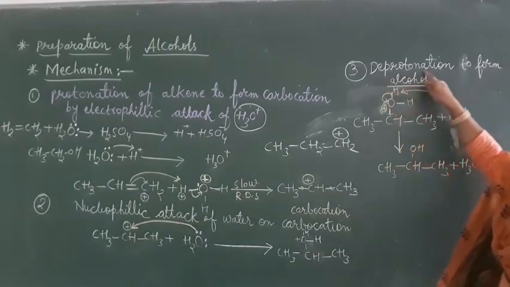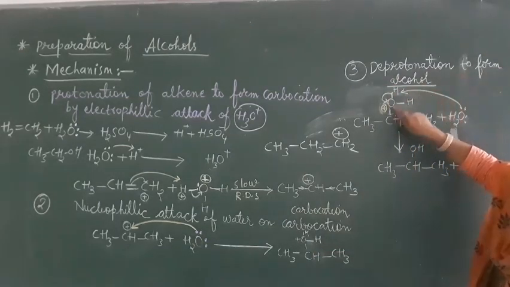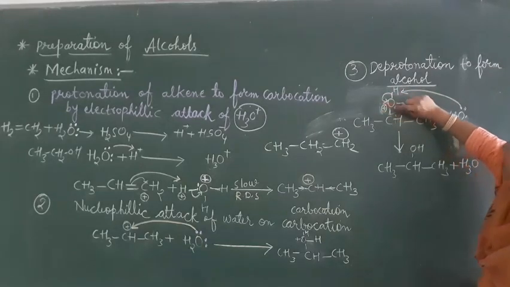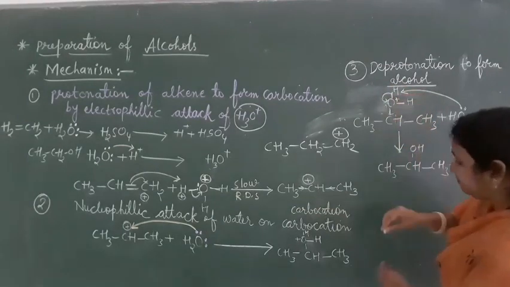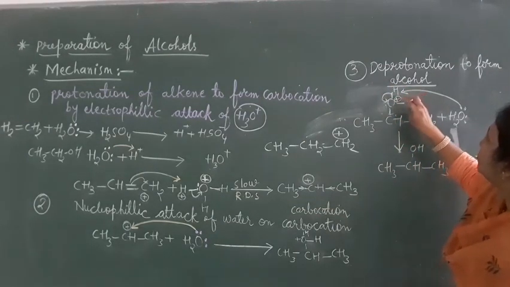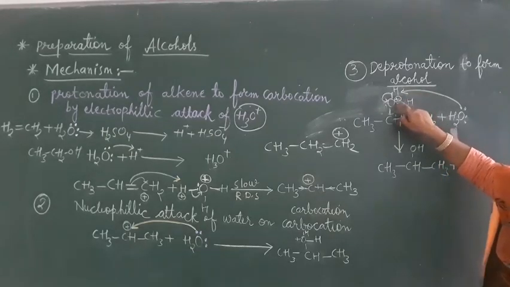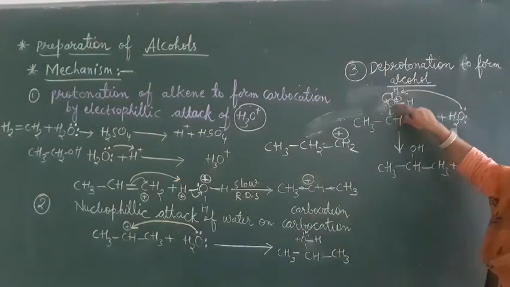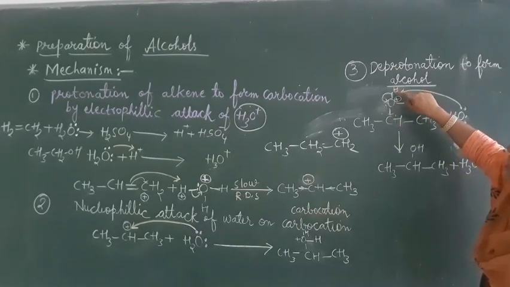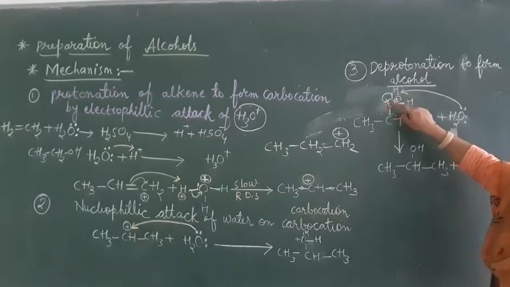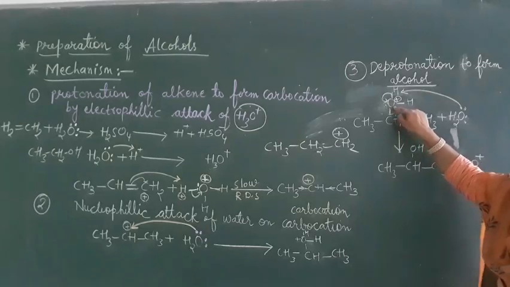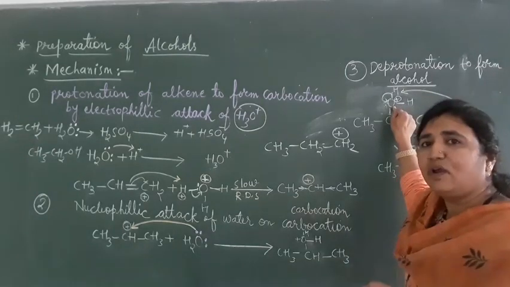The third step is deprotonation to form alcohol. Now this water has attached here. This oxygen's two electrons have come to this carbon, so on oxygen we have a positive charge, not on carbon. On oxygen a positive charge means it is highly unstable. So what will this oxygen do? It will take the two electrons from this hydrogen and it becomes neutral, because it got its electrons back.